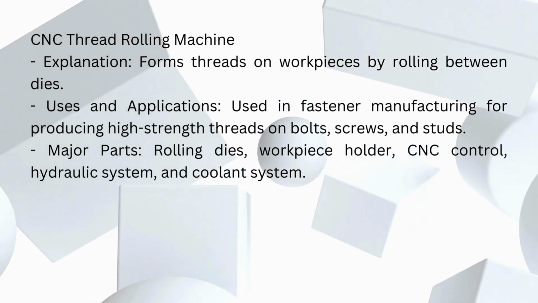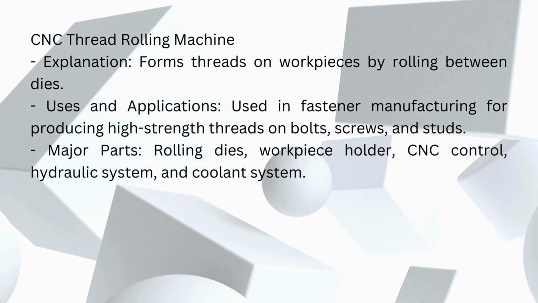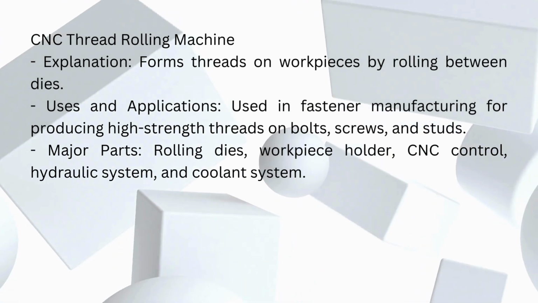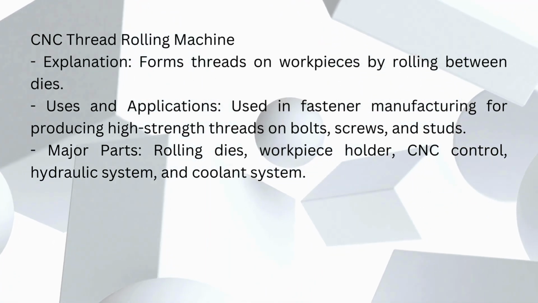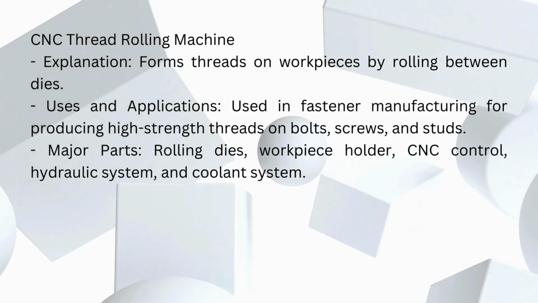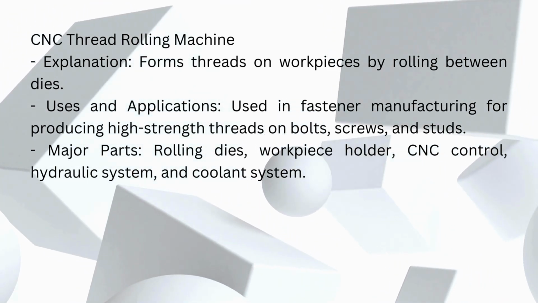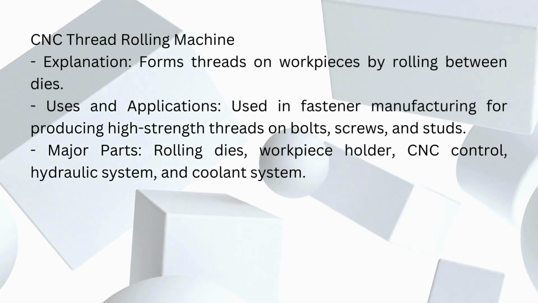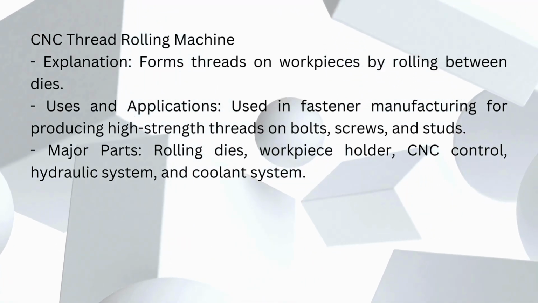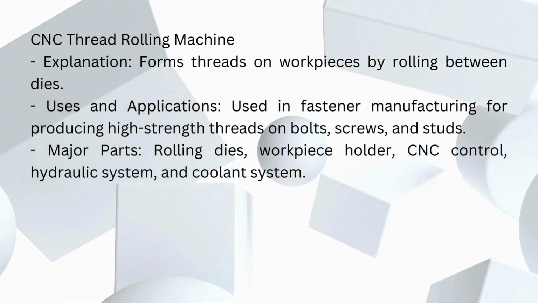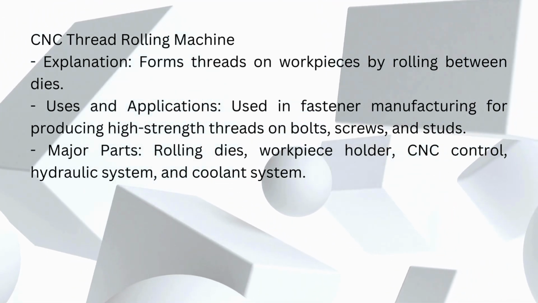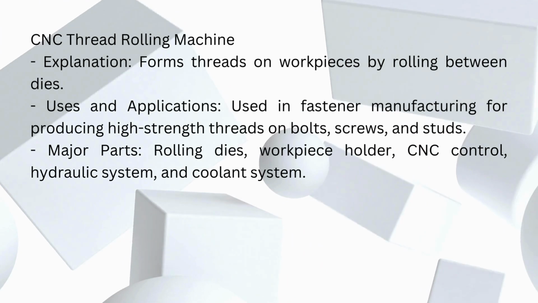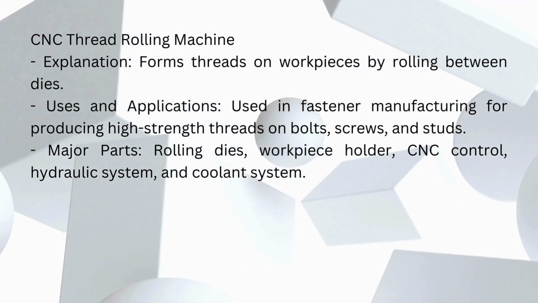CNC thread rolling machine. Explanation: forms threads on workpieces by rolling between dies. Uses and applications: used in fastener manufacturing for producing high-strength threads on bolts, screws, and studs. Major parts: rolling dies, workpiece holder, CNC control, hydraulic system, and coolant system.